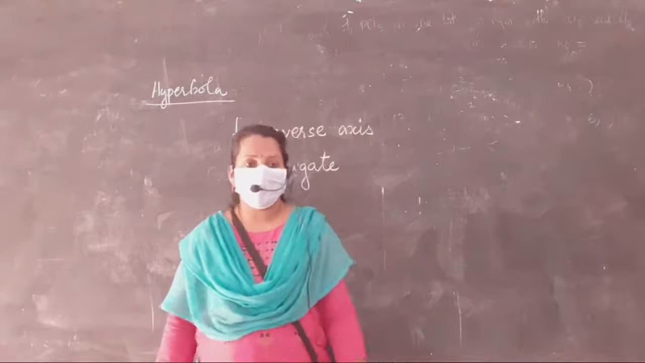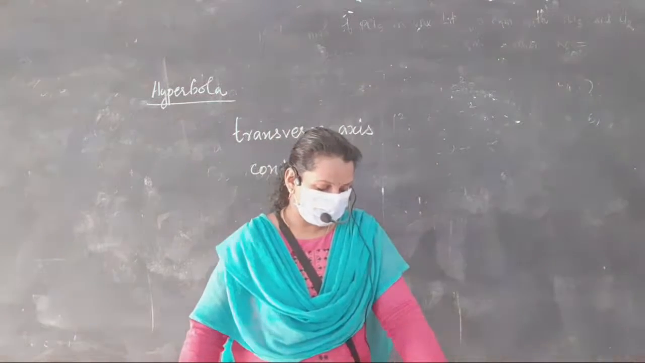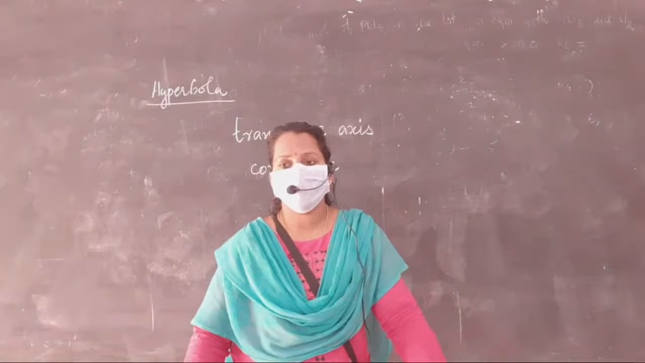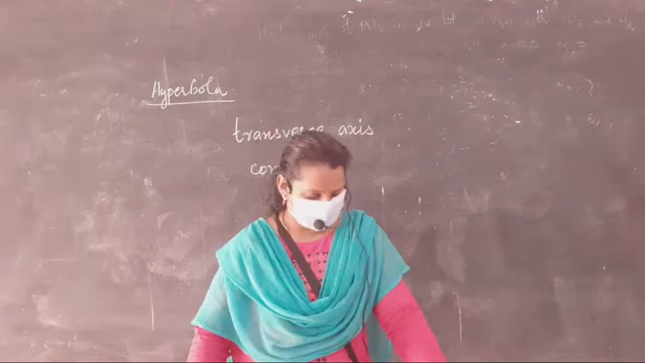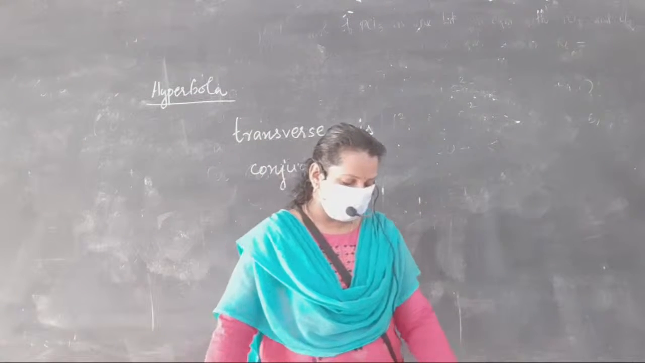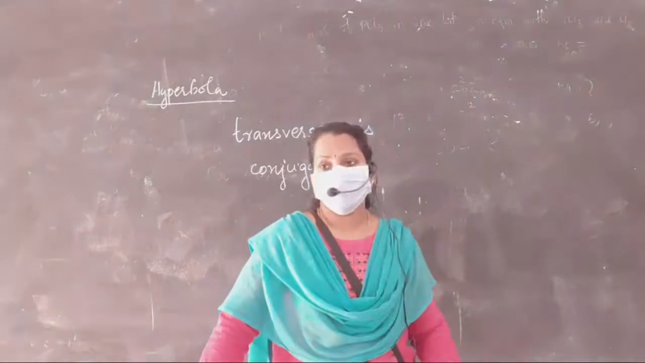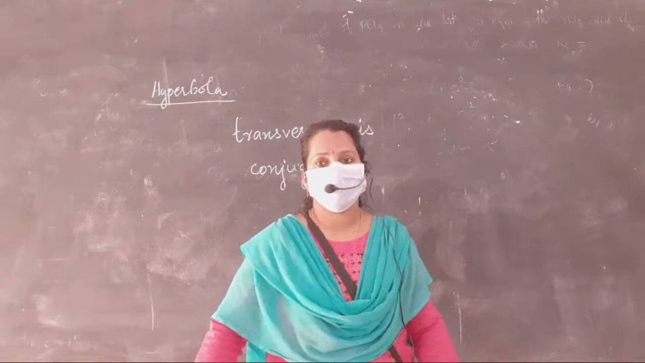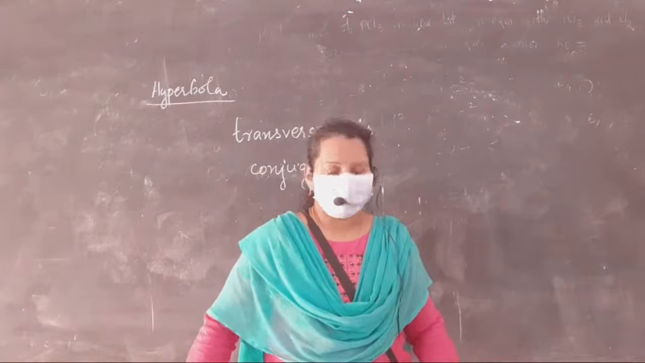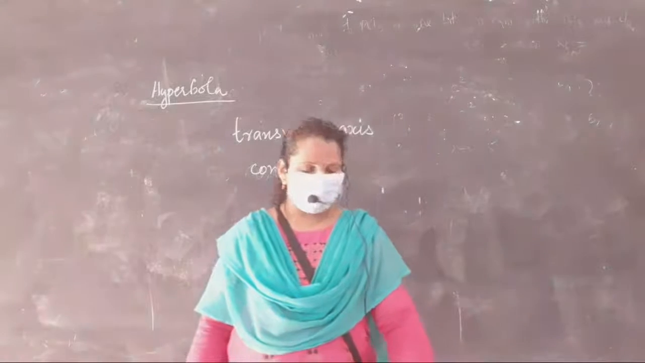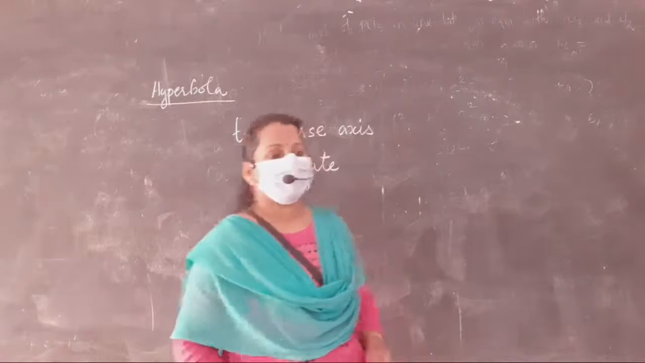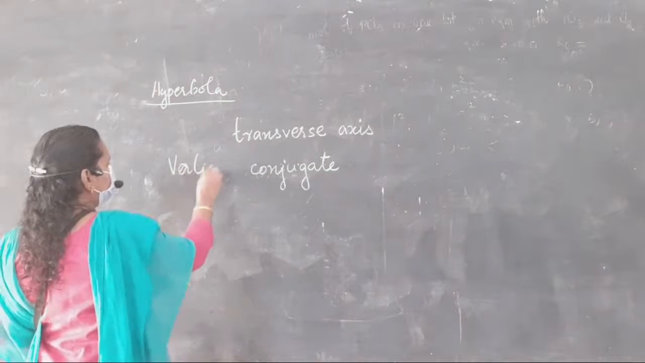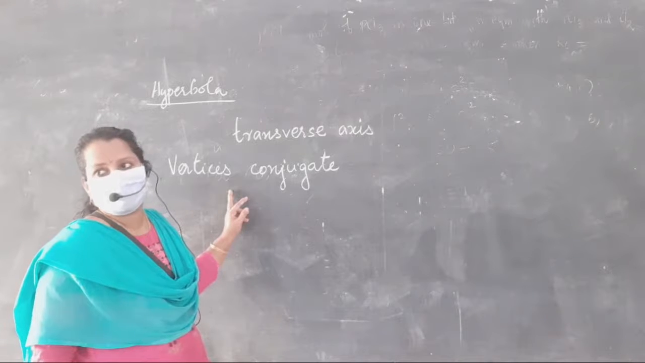Next line. The points at which the hyperbola intersects the transverse axis are called the vertices of the hyperbola.